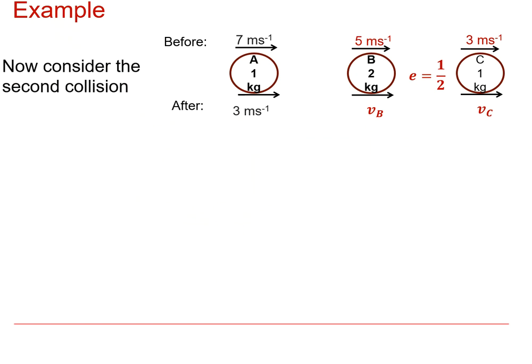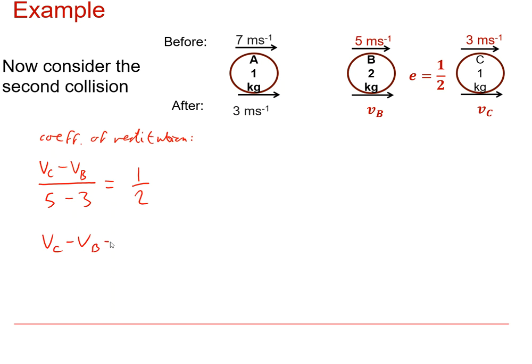And we were told that that's going to be the same in the second collision. So now when we consider the second collision, we can firstly think about the coefficient of restitution. If we look at the speed of separation in the second collision, that is Vc minus Vb, divided by the speed of approach, which is 5 minus 3. We know that that is also equal to a half, and that simplifies to Vc minus Vb equals 1.